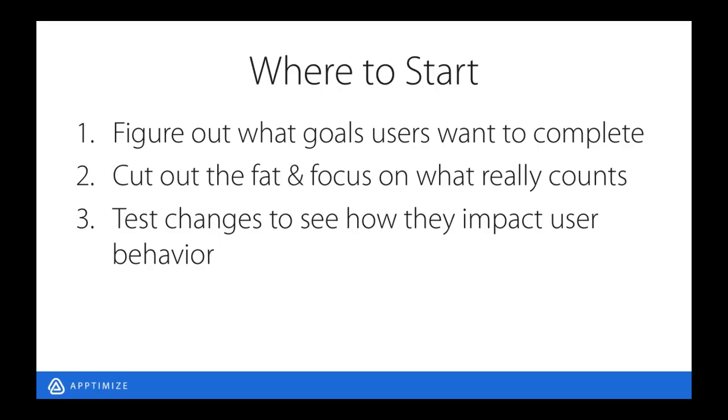The third is to test changes to see how they impact user behavior. Whenever you remove a feature, you want to make sure it's not negatively impacting user behavior. You want to make sure that instead they're focusing on the good user behaviors that you want them to do.